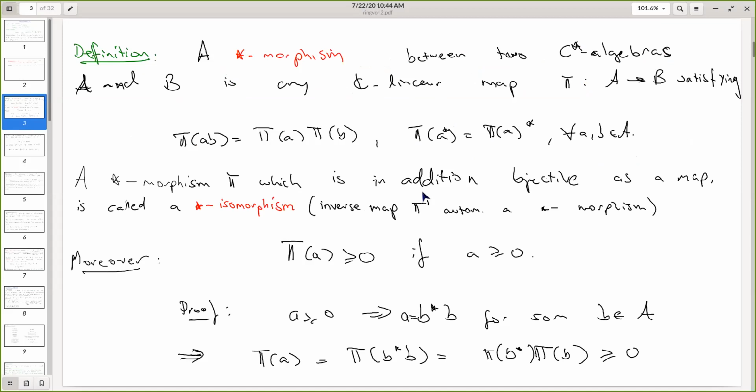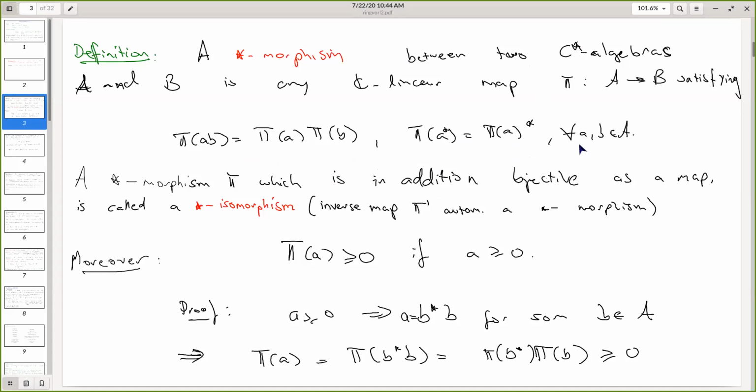A star morphism between two C-star algebras A and B is any C-linear map φ mapping the C-star algebra A to the C-star algebra B, that satisfies φ(AB) = φ(A)φ(B) and φ(A*) = φ(A)*, for all elements A, B in the algebra.